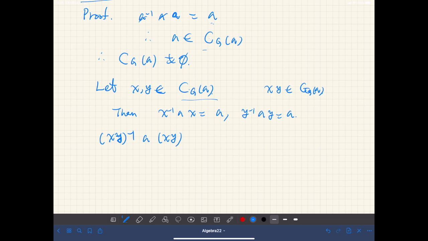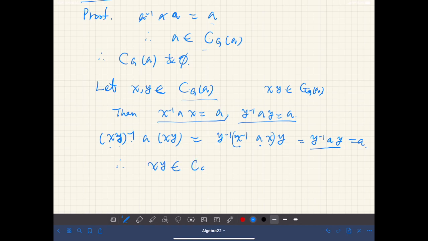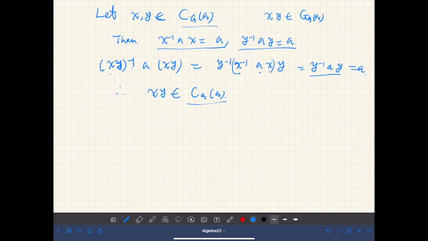Okay, so let's see. (xy) inverse is y inverse x inverse, as we have seen before. But now look at this part, x inverse A x, that is equal to A using this. But now we have y inverse A y, which is equal to A. So therefore, xy belongs to C_G(A). So this set is closed under multiplication.